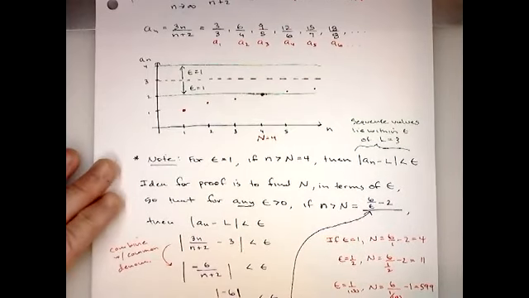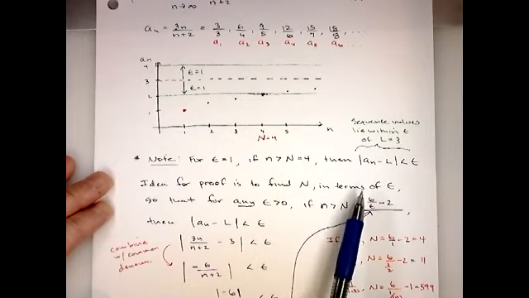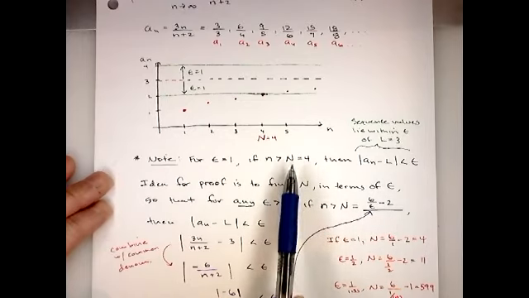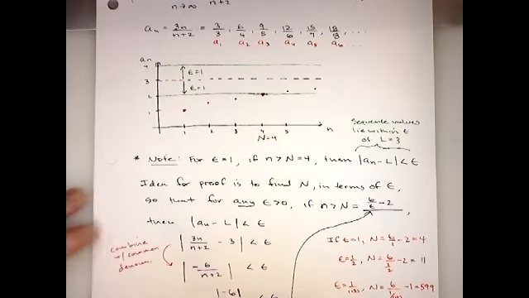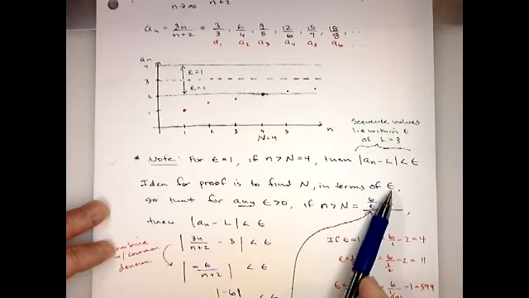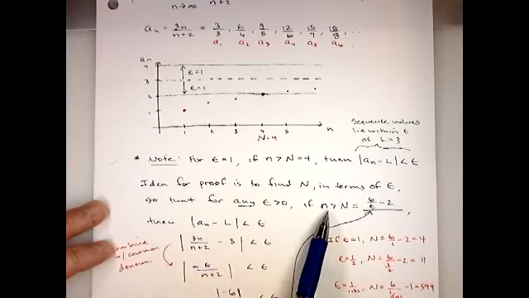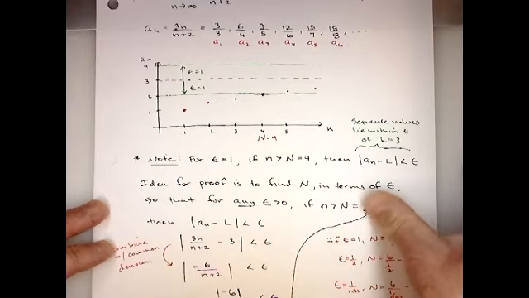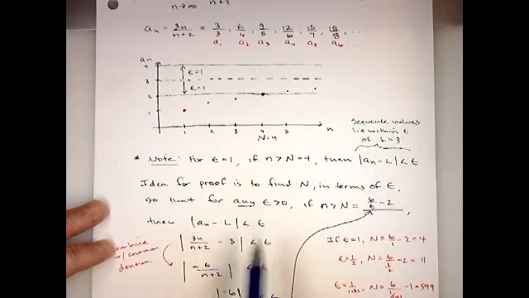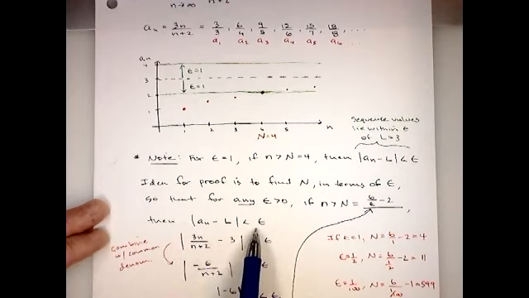Now, the idea behind the proof is to not find out what n is when epsilon is equal to 1, but to find out what n would be for any epsilon, no matter what epsilon is. So we're going to find n in terms of epsilon, so that for any epsilon greater than 0, if n is greater than some value in terms of epsilon, then the absolute value of a sub n minus L is less than epsilon.